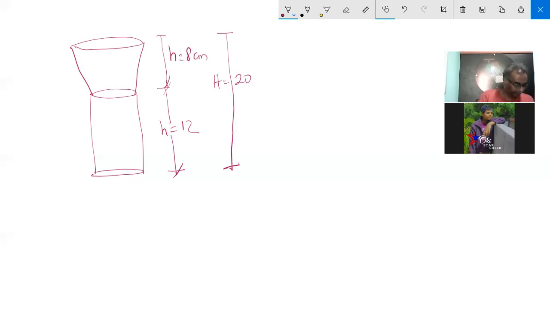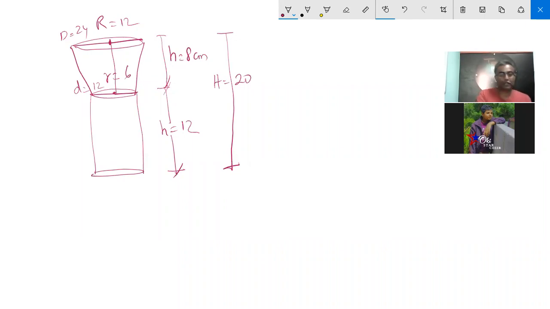And the diameter of the cylindrical portion is 12 centimeter, and the diameter of the top of the funnel is 24. This D is 24, so this R is equal to 12. R is equal to 12. This one diameter is equal to 12, so small r is equal to 6. Correct, half of it. Small r is equal to 6, that is half of it.